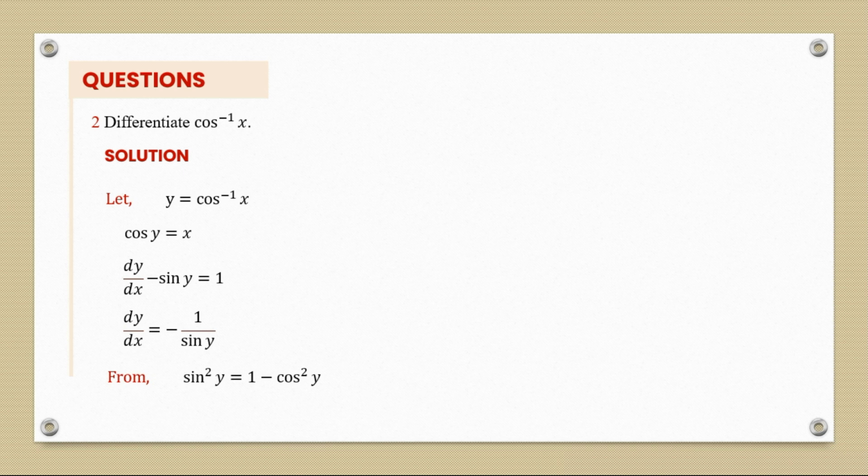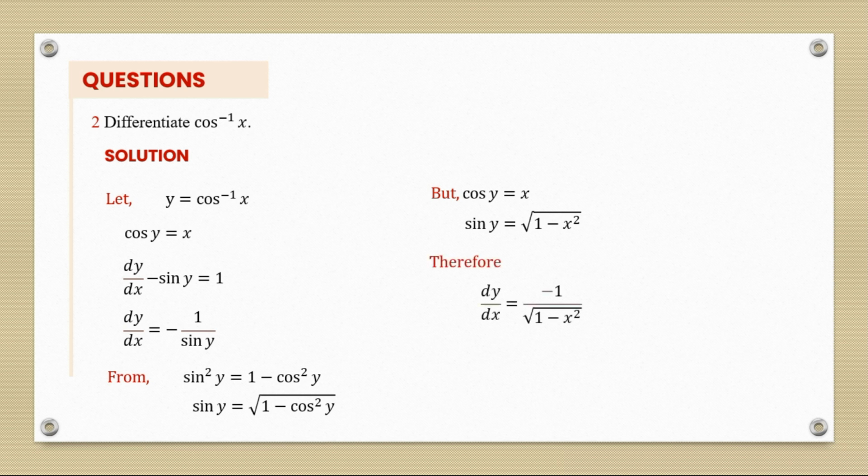From sine squared y being equal to 1 minus cos squared y, we know that sine y shall be equal to root of 1 minus cos squared y. But cos y is equal to x, so therefore sine y is equal to root of 1 minus x squared. So therefore dy dx shall be equal to negative 1 over root of 1 minus x squared. And that's the derivative of cos inverse of x.